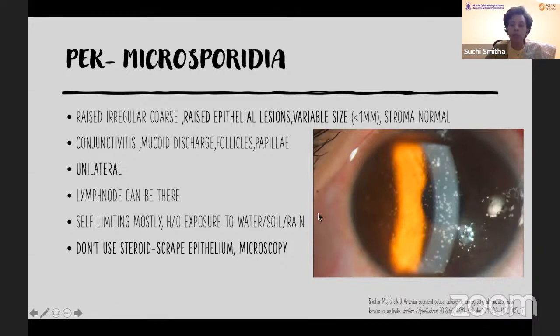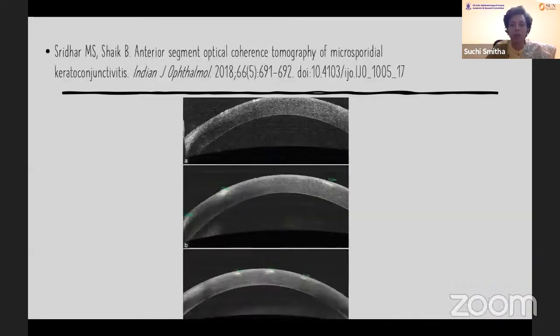So here the treatment is different, because we need to remove the epithelium, and in most of the cases we use just lubricants, or some topical antibiotics can be used. Topical moxifloxacin or topical voriconazole has also been tried. It is a self-limiting condition. There can be lymph node enlargement like in a viral condition, and there can be a mucoid conjunctivitis with follicles or papillary reaction. So the scrapings can be subjected to microscopy, using KOH and calcofluor stain. We can find the non-budding spores of the microsporidia.